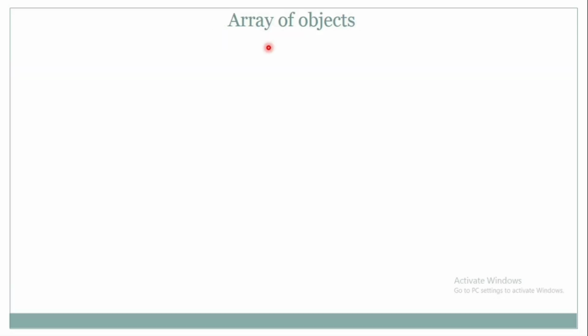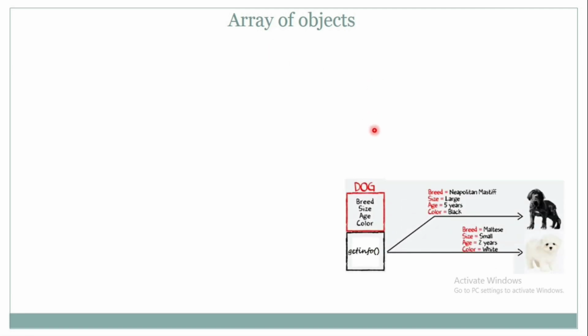Now we'll understand about the array of objects. This program we have already learned in a previous video, where we created a class Dog and created only one object. But in this program we'll be creating an array of objects, that is, we'll be creating two objects here. Let us begin with the program.